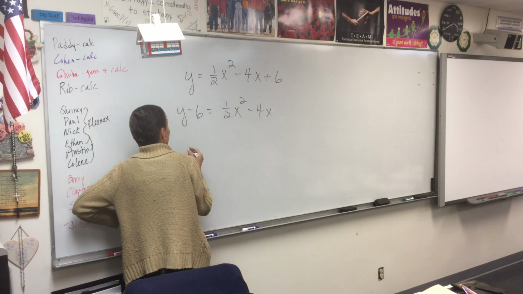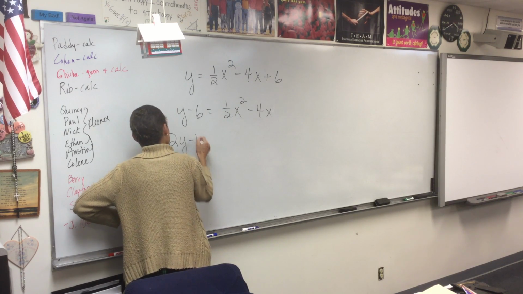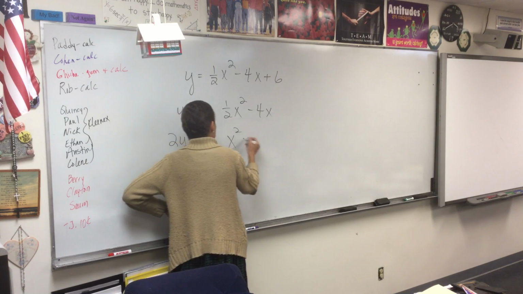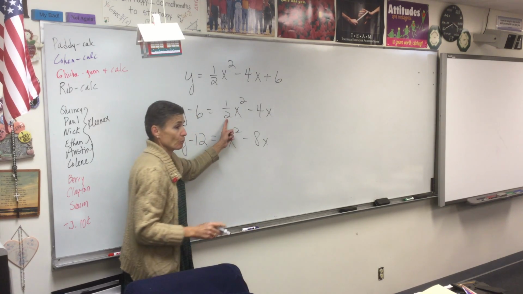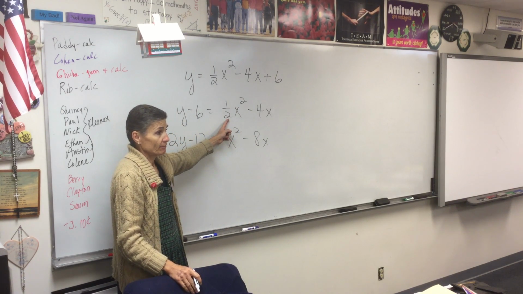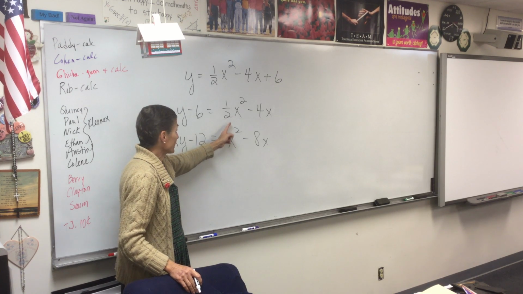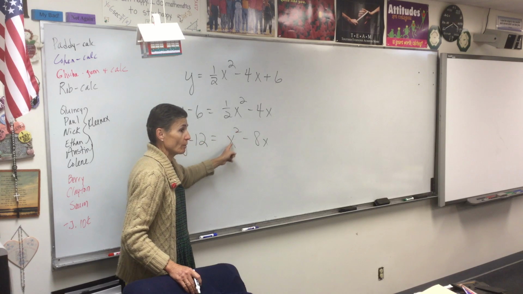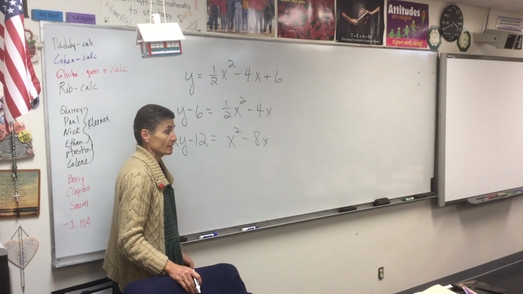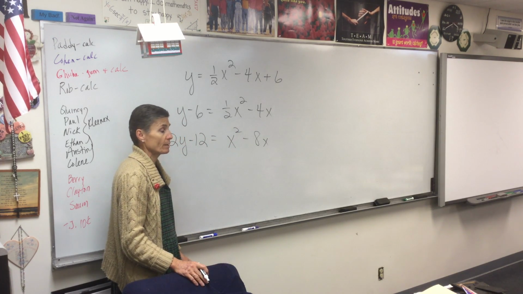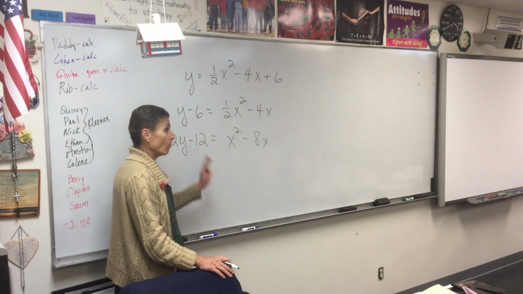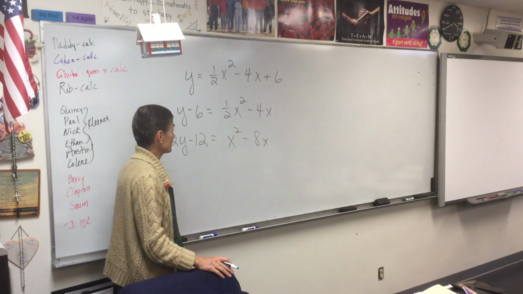Now I'm going to multiply everything by 2. What does multiplying by 2 do? It gets rid of the 1/2. You cannot complete the square. Some of you tried. You cannot complete the square if there's a coefficient on the x squared. It can't be done. Okay, so now I'm set up, ready to complete the square.